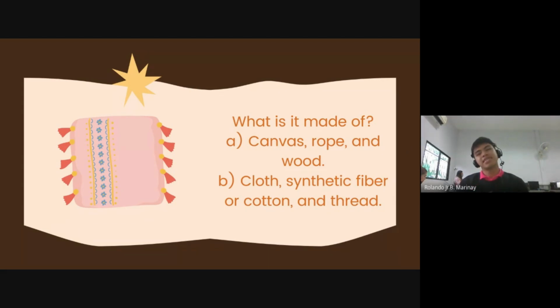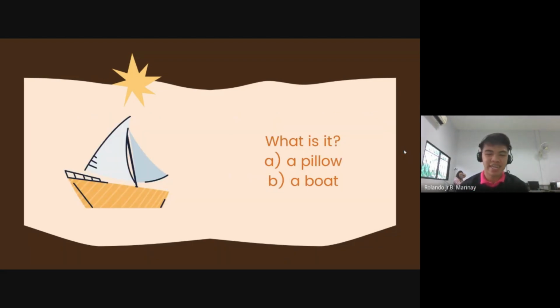Is it A or B? Somebody says B. Okay, so that is correct. A pillow is made of cloth, synthetic fiber, or cotton, and thread. Very good.